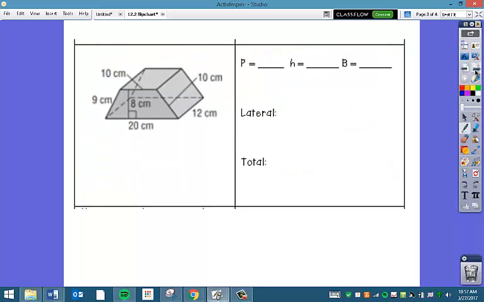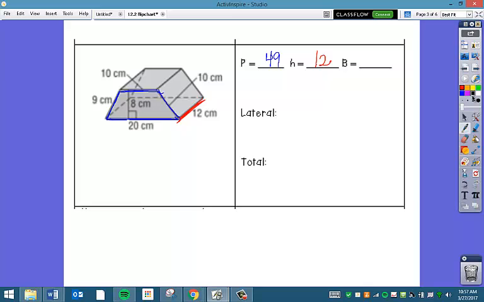This next prism, I see a bunch of rectangles, but this trapezoid is what's sticking out at me. So this is my base. My trapezoids are my bases. So when I am going to find the perimeter of my base, this is 9, this is 10, this is 10, and this is 20. So my perimeter is 9 plus 10 plus 10 plus 20, which is 49. So the perimeter of my base is 49. My height is what connects my two bases. So my height is 12.